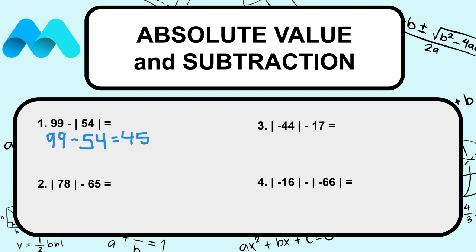So number two, again, we're working left to right because it's a subtraction problem. We have the absolute value of 78 minus 65. The absolute value of 78 is 78. Again, we do our grouping sign first, and then minus 65. And that's going to equal 13.